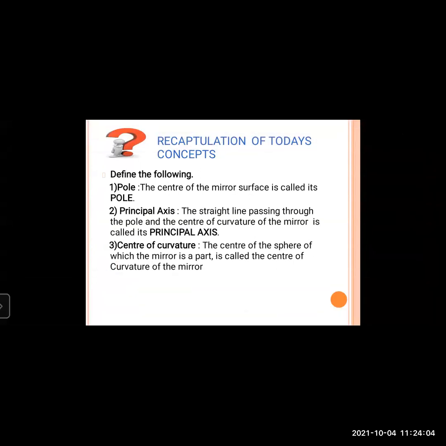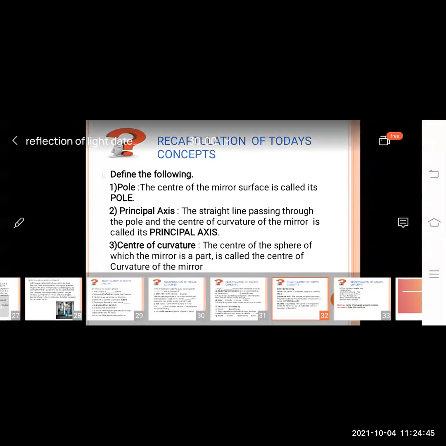Now these are the definitions which are related to the terms of the spherical mirrors. If this question comes in your exam, you can draw a small diagram of a circle and highlight those things by writing capital letters. When asked for defining a pole, the center of the mirror surface is called its pole. Principal axis, the straight line passing through the pole and the center of curvature of the mirror is called principal axis. Center of curvature, the center of the sphere of which the mirror is a part is called the center of curvature of the mirror.